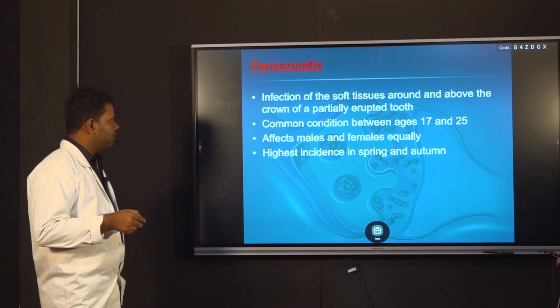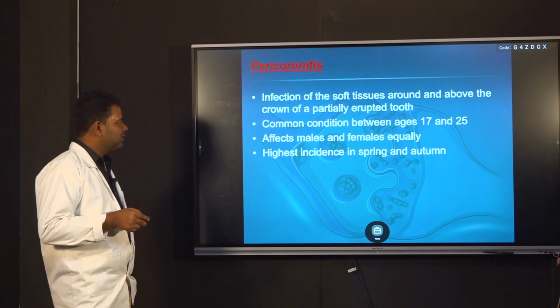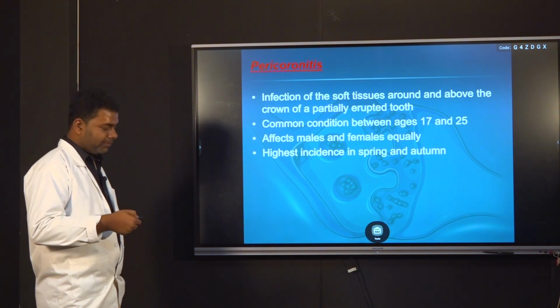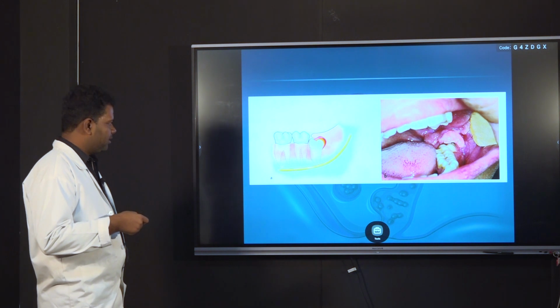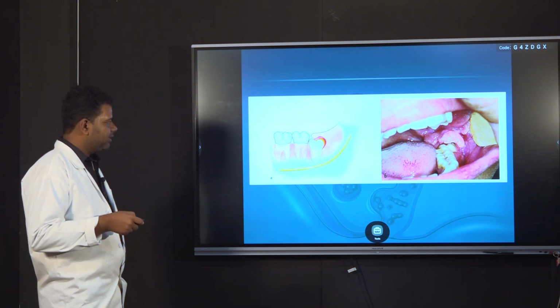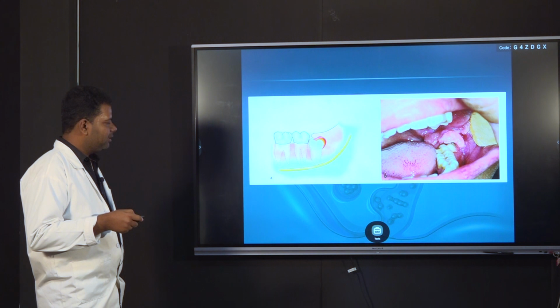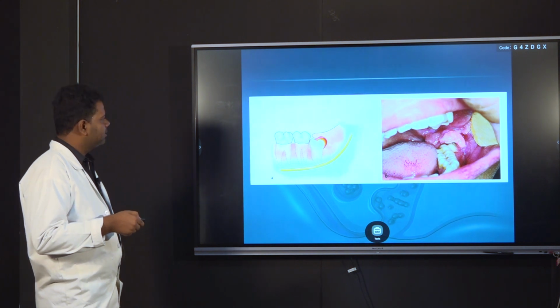And pericoronitis is the most common cause for the removal of that tooth. Here you can see that the operculum is inflamed in diagram A, and B is a clinical image. Here you can see that the gingiva is inflamed in relation to the third molar.